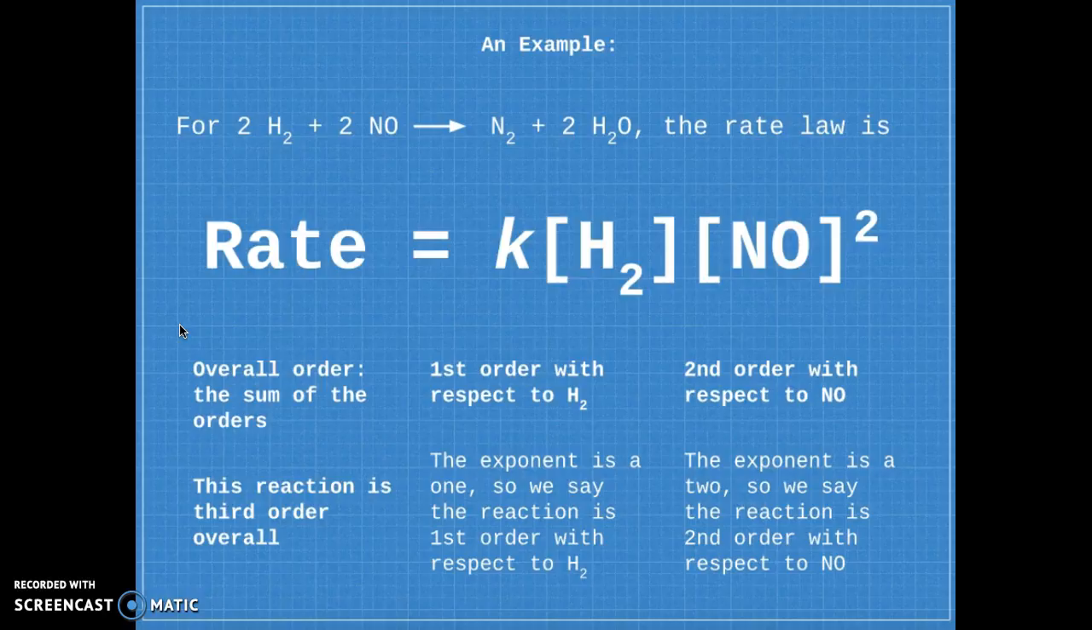So notice here it shows us the overall order is the sum of the orders. And again, this reaction is third order overall because 1 plus 2 gives us 3. It's first order with respect to hydrogen, and that tells us hydrogen's exponent is a 1. And it's second order with respect to NO, and that tells us NO's exponent is a 2.